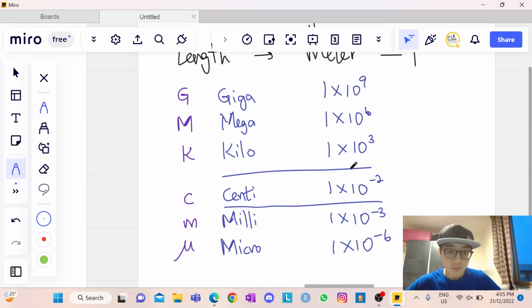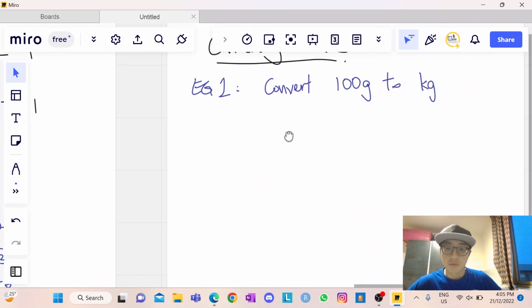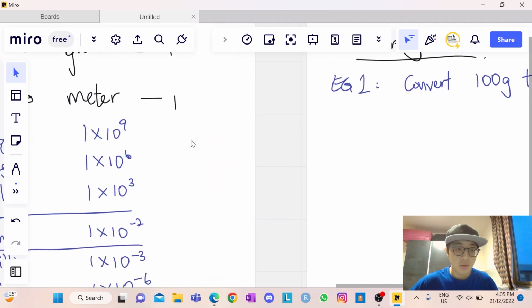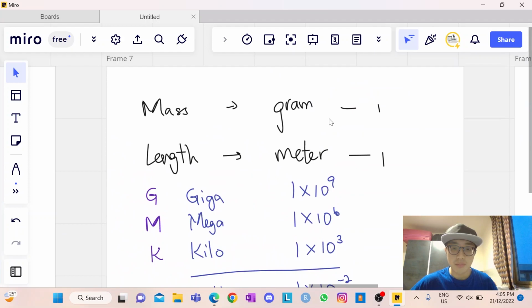So back to here. Convert 100 grams to kg. Now you are given that the object is 100 grams. But how do you convert to kg? As you can see here, grams is the base unit, so it has the unit of 1.